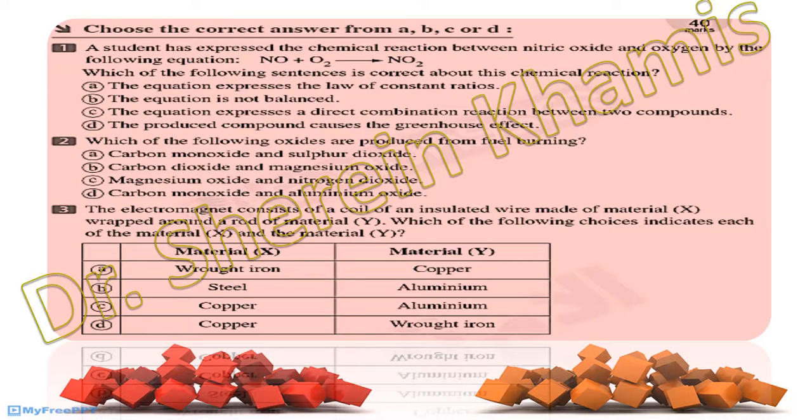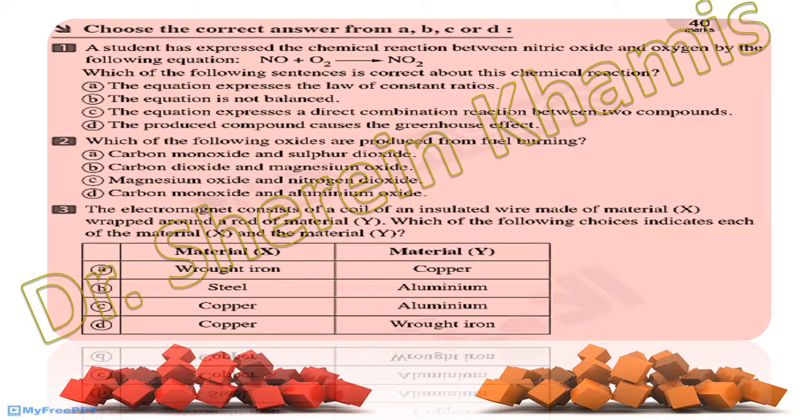Okay, the first choice: the equation expresses the law of constant ratio. Do you think the equation is balanced? The equation is not balanced. To make it balanced, we have to put 2 in front of NO and 2 on the reactant side. Let's complete our choices.